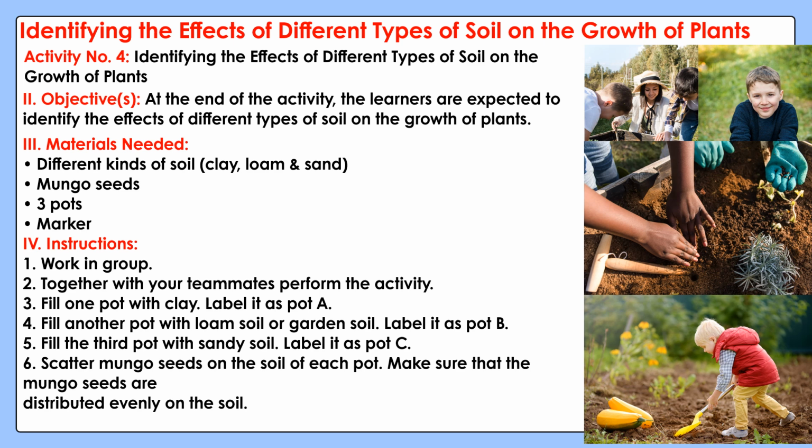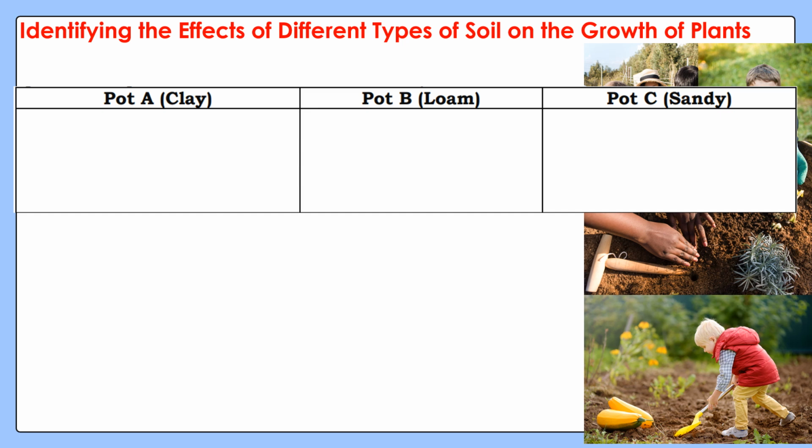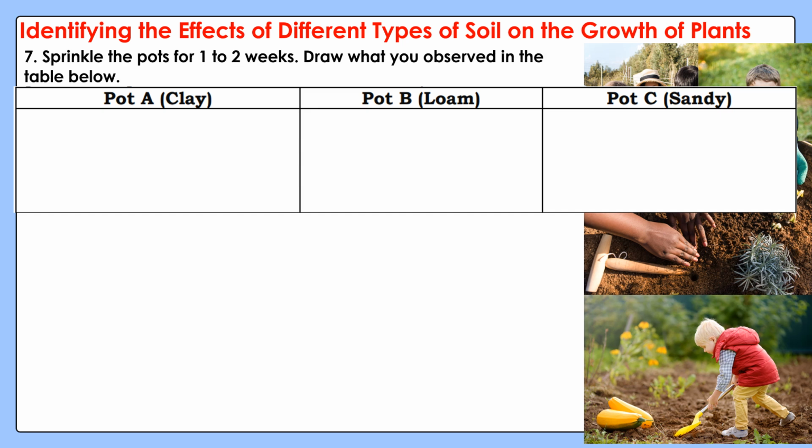Scatter mungo seeds on the soil of each pot. Make sure that the mungo seeds are distributed evenly on the soil. And here's the table that you need to answer. Sprinkle the pots for 1 to 2 weeks. Draw what you observe in the table below. Pot A, clay. Pot B, loam. Pot C, sandy.